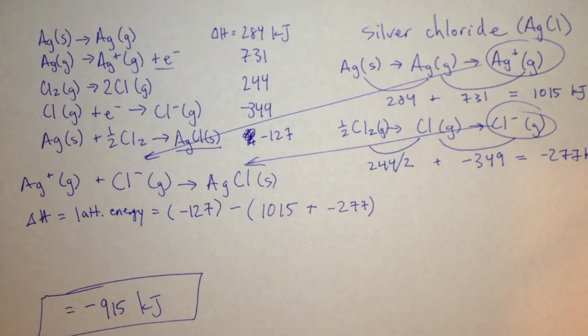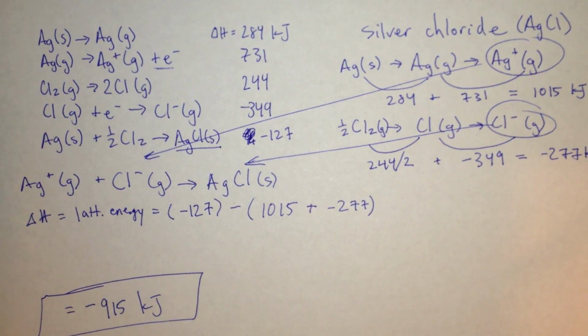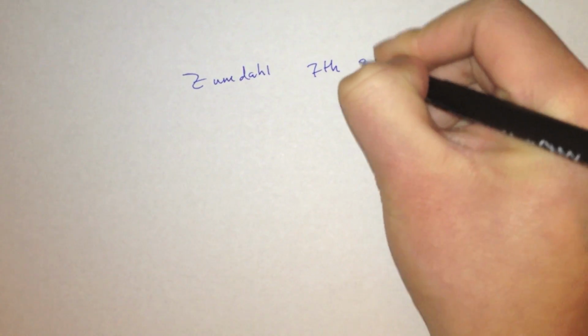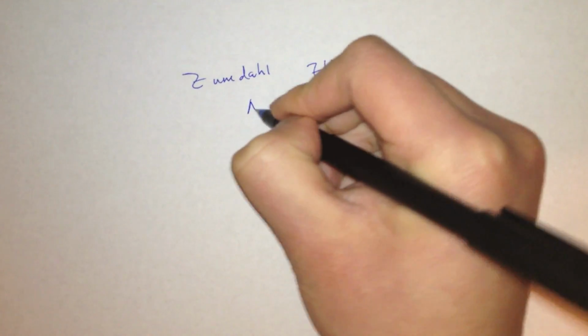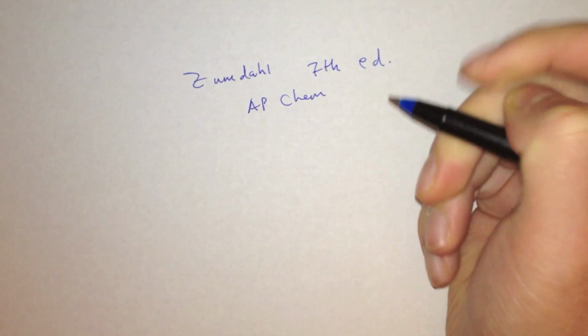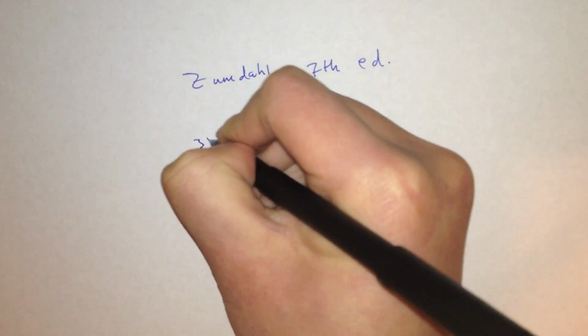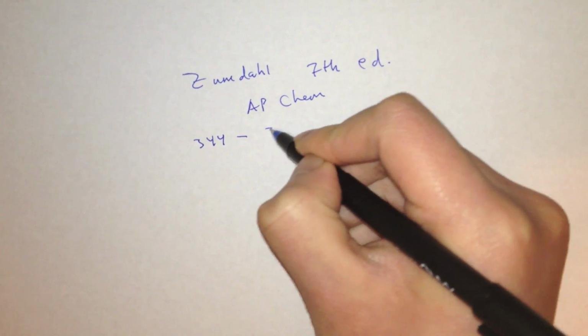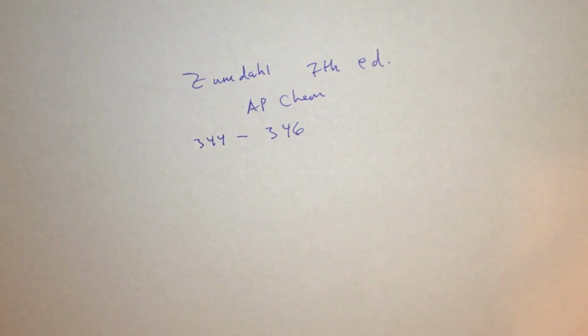So I hope you've learned a lot by watching this video, and if you feel like you haven't learned enough, you can go over this again in the Zumdahl 7th edition AP Chemistry book. It's beginning on page 344 and ending on about page 346. And this is part of the Bonding General Concepts chapter, which is chapter 8. Thanks for watching.